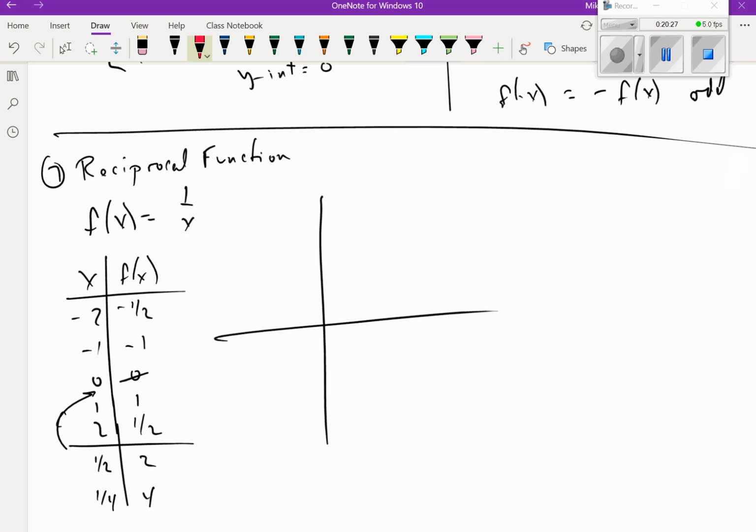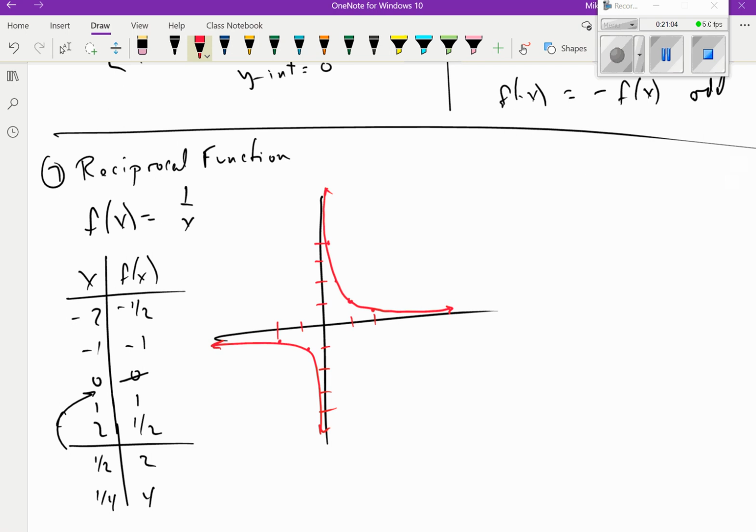So we're not defining that x equals 0, but at 1, let's see, at 1 we're 1, at 2 we're 1/2, but at 1/2 we're 2, and at 1/4 we're 4. So the closer I get to 0 from the positive side, the higher I go. And if I do my reciprocals, I get close to 0 as I go out to the right, and then it reverses going the other direction. It'll look like so. Okay.